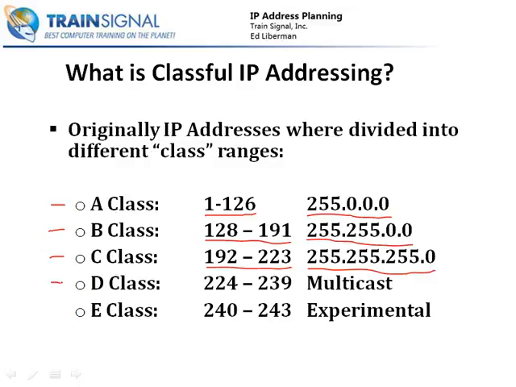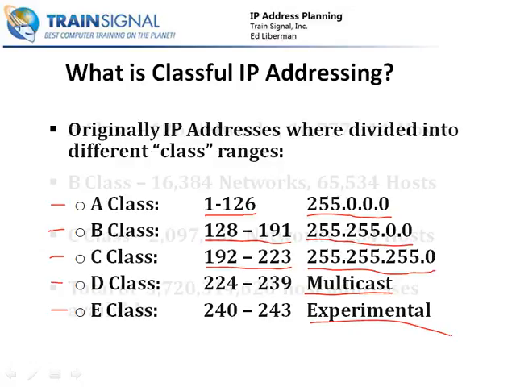The D class range is reserved for multicast addresses. You may recall from the last video we talked about multicast communication, where a number of computers will all subscribe to the same address to receive a communication. Well, that is what the multicast range of addresses is reserved for. And then the E class is reserved for experimental.